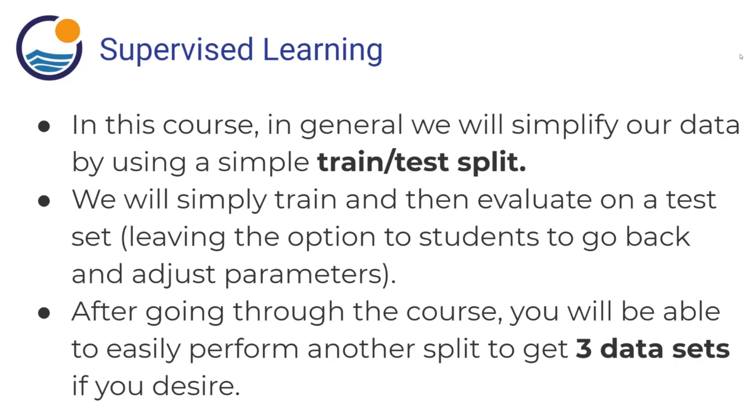Now, in this course, in general, we're going to simplify our data by just doing that single train test split. While technically we could be doing another split to get both a validation and a test set, for the kind of problems and exercises we're doing in this course, since we're not really deploying a lot of these models to the real world, it's not a huge deal that we just have a training set and a test set, and we skip the in-between validation set. So we will simply train and then evaluate on a test set, and we'll leave the option to the students to go back and adjust the hyperparameters.